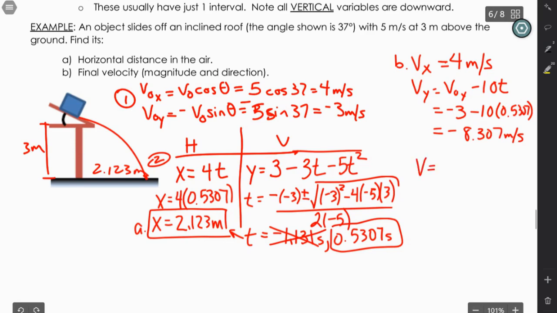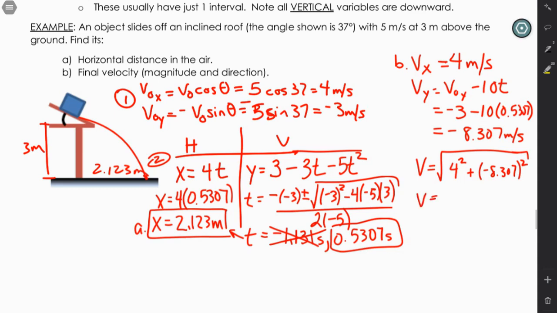Now we find the magnitude. We're just going to do the Pythagorean theorem. 4 squared plus negative 8.307 squared. So v equals the square root of 16 plus 8.307 squared. And so it's going to be a magnitude of 9.922.